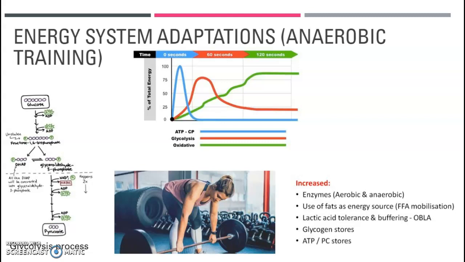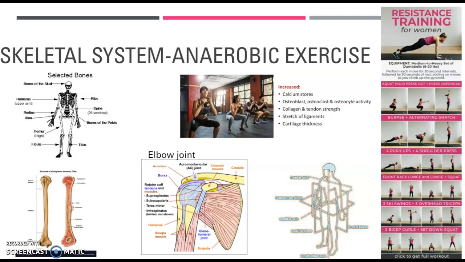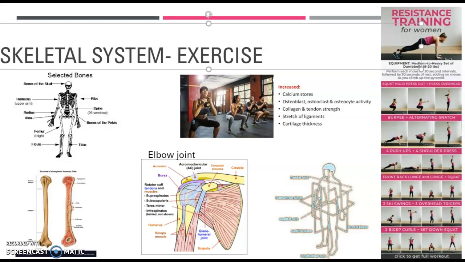These adaptations cause increased enzymes, use of fats as an energy source, lactic acid tolerance and buffering, OBLA, glycogen stores, and ATP to PC stores. Now for the skeletal system. The body's skeletal system adapts and responds to resistance training such as plyometrics, HIIT, and weight-bearing exercises such as specific circuit exercises and weight training.